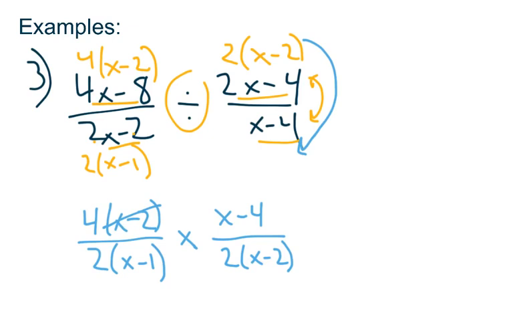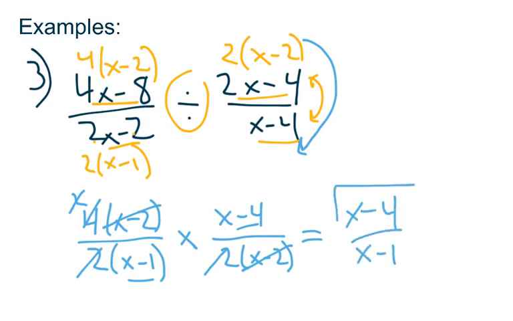That crosses out, that crosses out. The 2 and the 4 will cross out, leaving me with the 2, and then that 2 will cross out with that 2. And these guys stay the same, do not impact each other, so we have x minus 4 over x minus 1. Box it, walk away.